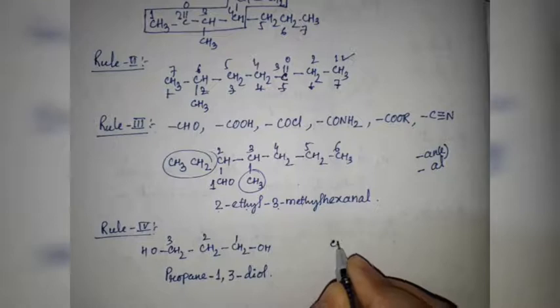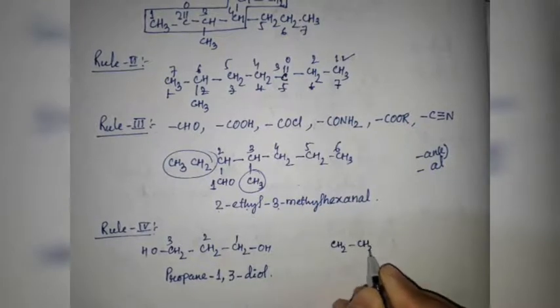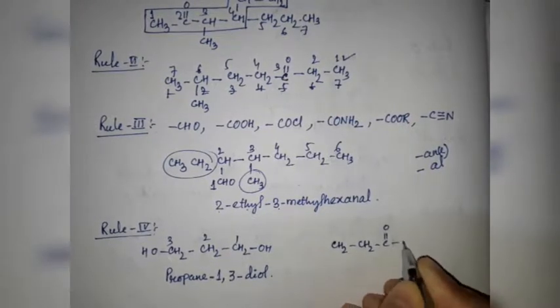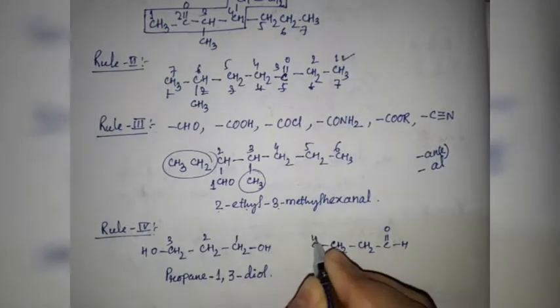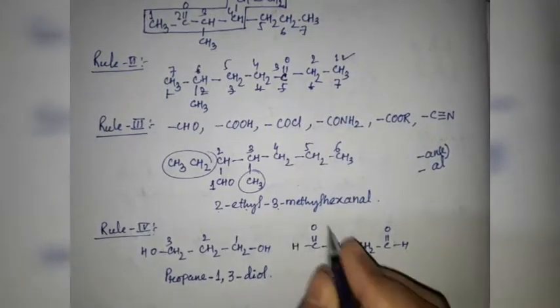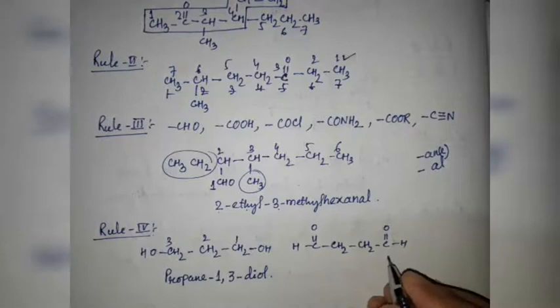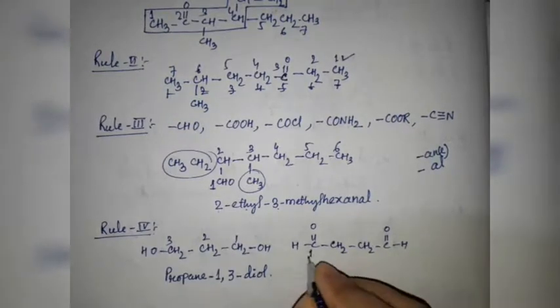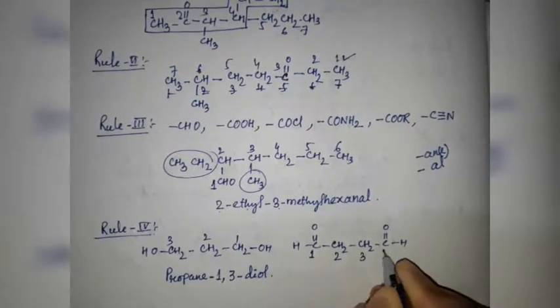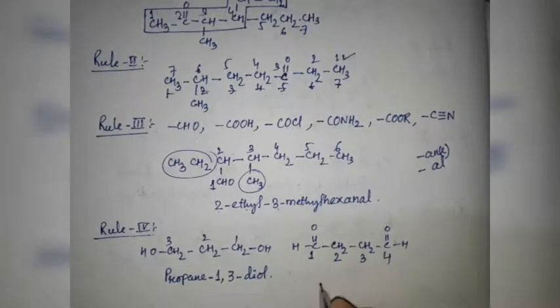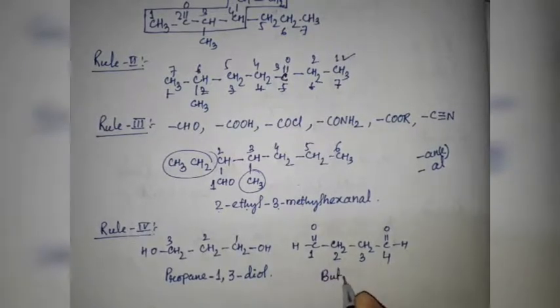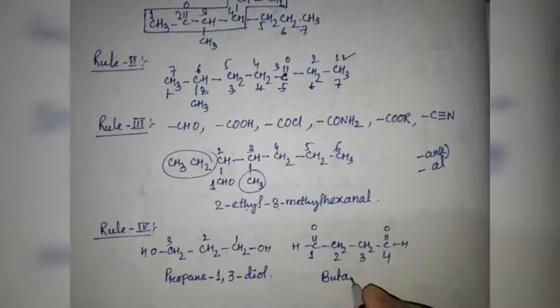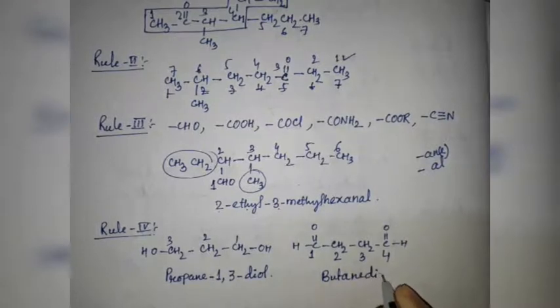And if we have one like this, CH2 and CHO aldehyde groups. So 1, 2, 3, 4 carbon atoms are there, so it is butanedial.